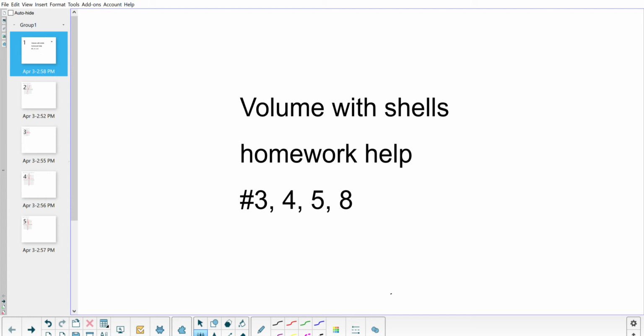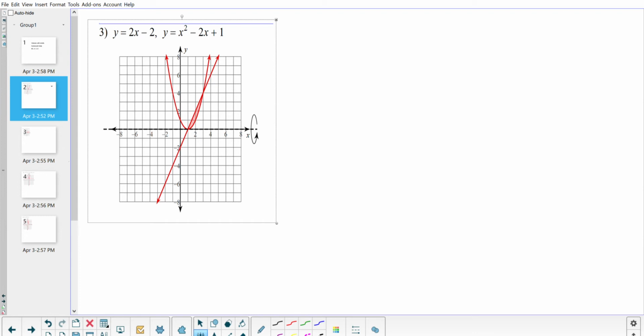Okay, this is homework help for your volume with shells worksheet. I'm going to go through 3, 4, 5, 8 in case you wanted to skip ahead to just one of them, you could do so. But starting with number 3, I think this one you can graph.